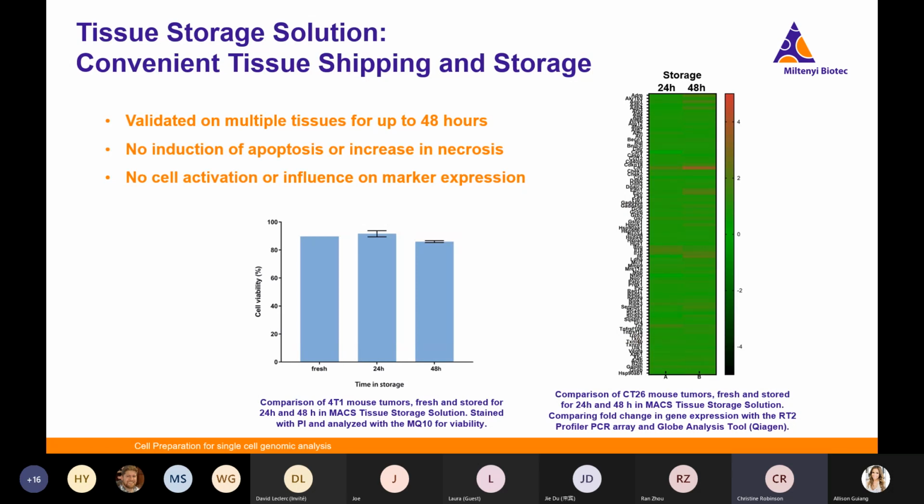But then if we go to the next slide, our tissue storage solution has been validated to prevent necrosis, prevents apoptosis, helps you maintain your cellular composition, and it helps you maintain your gene expression pattern, which is really important for sequencing, right?